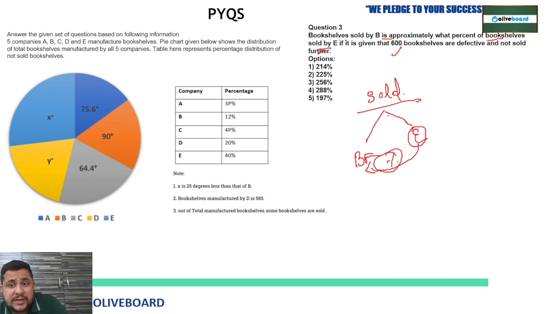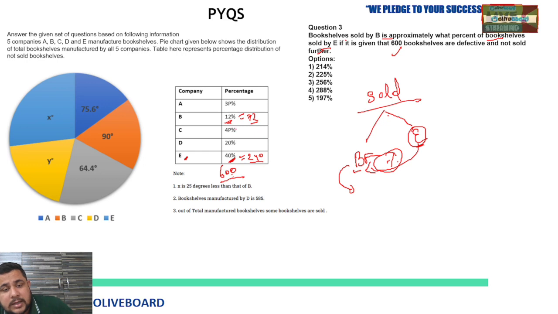But we need to find the sold, because to compare, we must know how many books were sold by B and how many by E. For that, we have to find the difference between the number of manufactured and unsold books. For that, they have given us data that 600 total books are unsold. So from B, how many unsold? If 600 total unsold, 12% of 600: 10% is 60, and 2 more percent is 12, so 72. Now for E, it is 40%. 40% of 600 we have to calculate. 10% is 60, 40% would be 240.